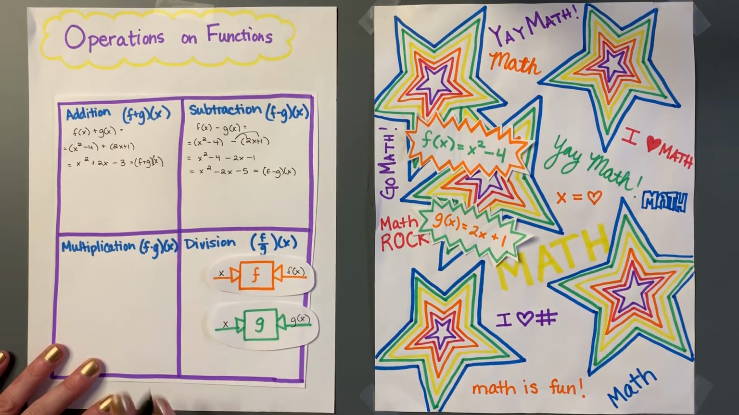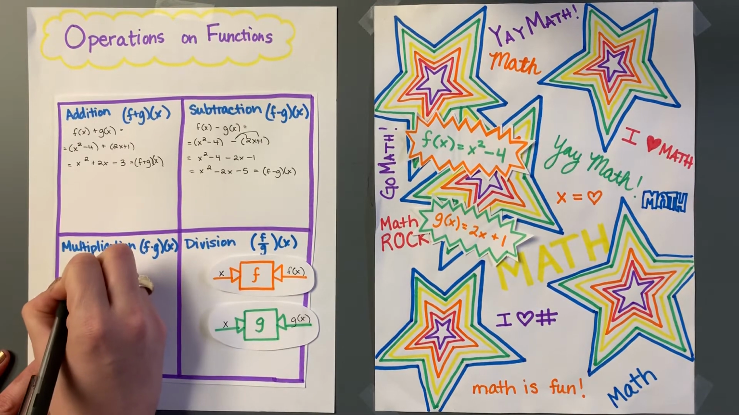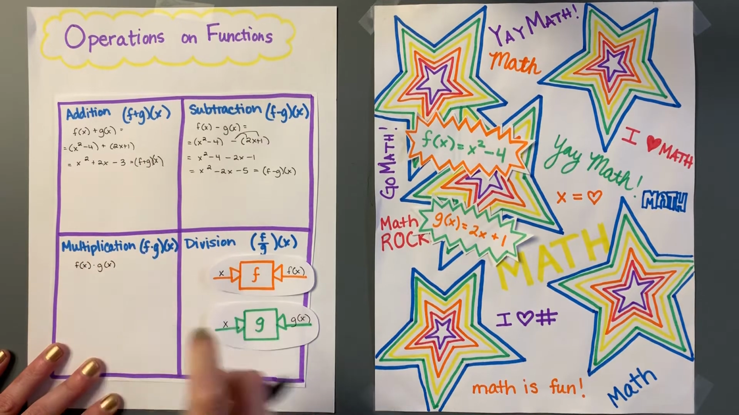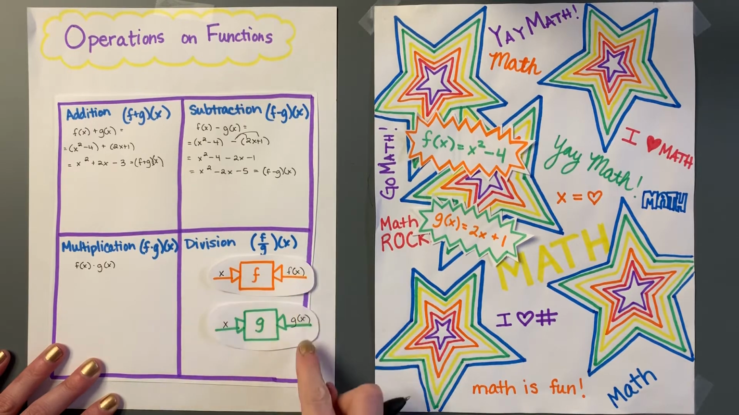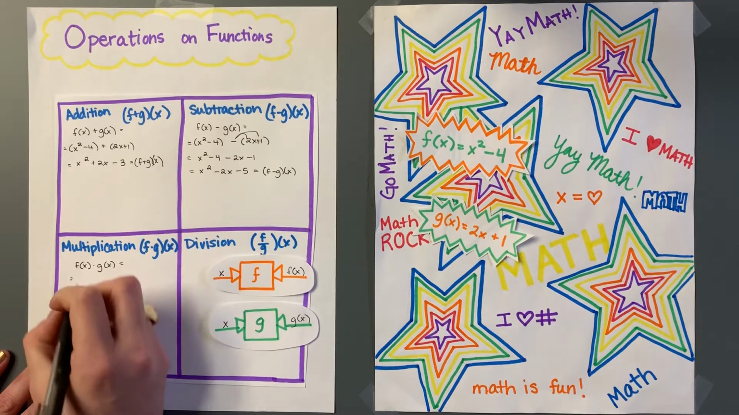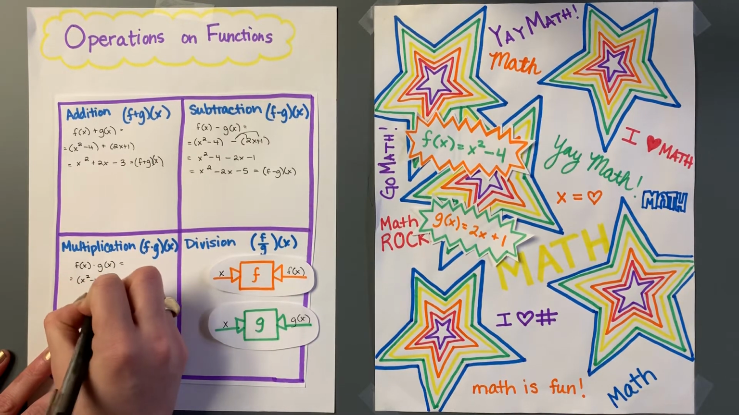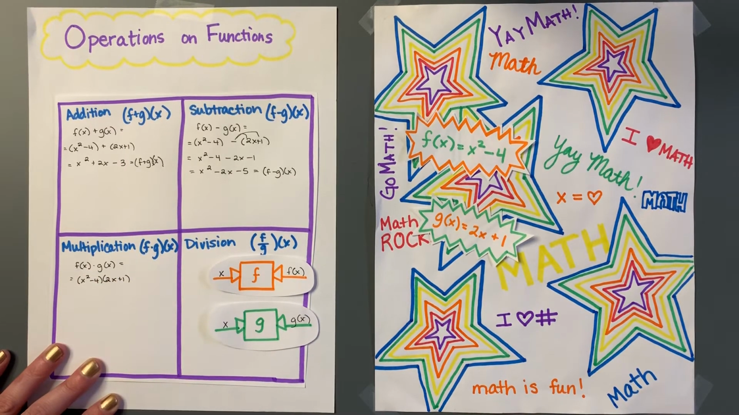Looking at multiplication of functions, f times g of x. Again, we can look at this similarly as the function f of x times g of x. So again, I put the same x value into both f and g. I get their outputs, and in this case, I'm going to multiply them. So in this case, I get f of x is x squared minus 4. g of x is 2x plus 1. So now I need to multiply them.